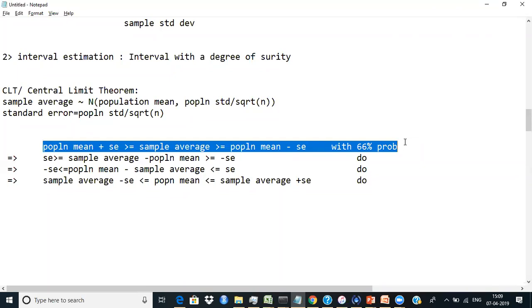Make sense? What does SE stand for, sir? SE stands for standard error. Okay, cool. Thanks.